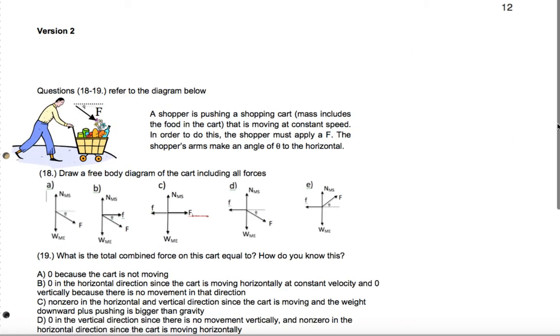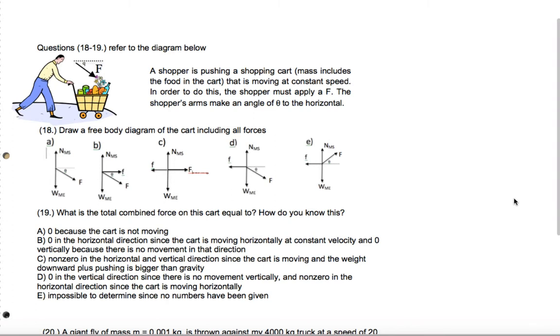All right, questions 18, 19, and well, 20 we'll get to a bit, but 18 and 19 refer to the shopping cart. Let's draw the free body diagram. That's what we want. So we've got the weight, we've got a normal force, we've got a friction force, and then we're pushing down on this cart. So the diagram that most reflects that is choice D.